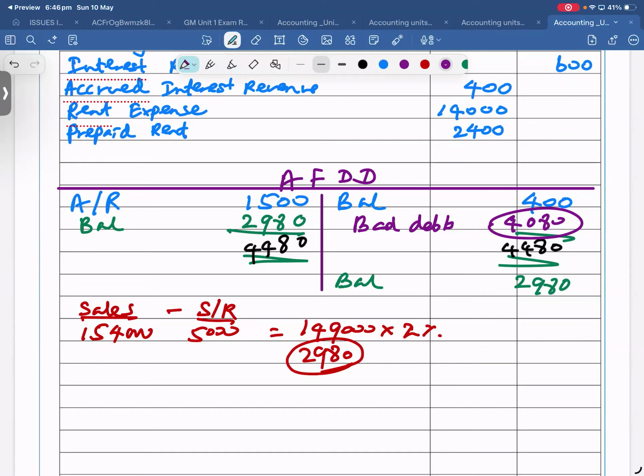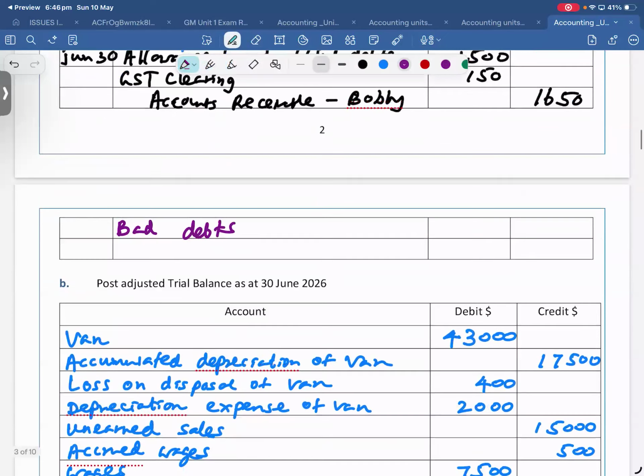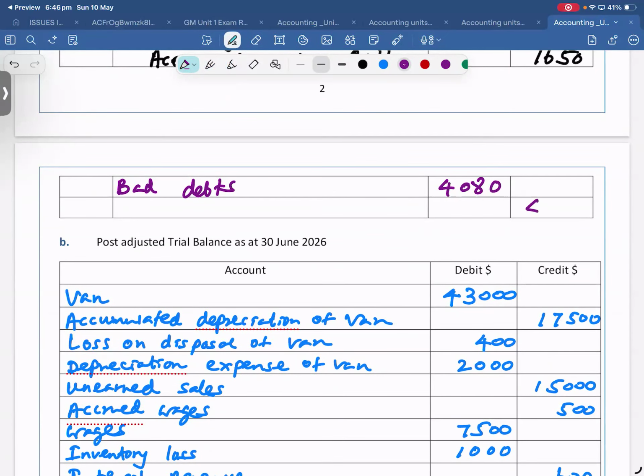Okay, Sanna, did you follow the ledger account? You made a mistake? Okay. So 4,080, guys, the double entry for that is bad debts, you debit, and then you credit allowance for doubtful debt.